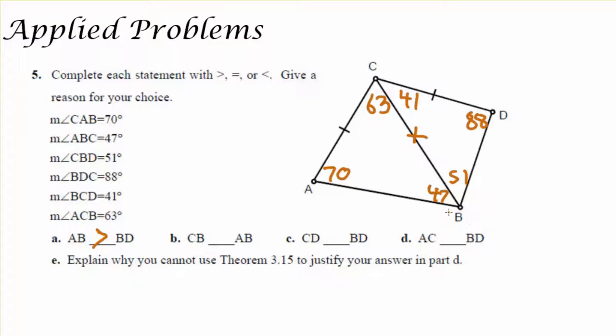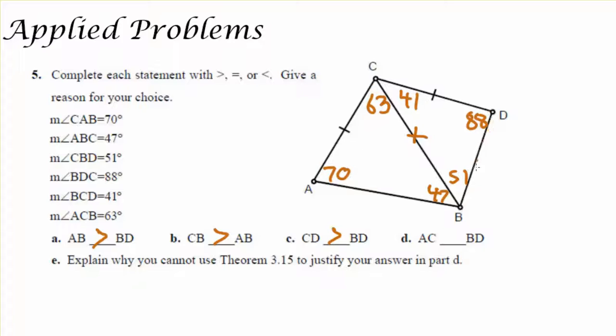Now I'm looking at CB and AB. Now, CB and AB, they're within the same triangle, and 70 is larger. So CB is going to be larger than AB because 70 was larger than 63. Next, I'm comparing CD and BD, so I will again look at the angles opposite, and I know that CD has a larger angle opposite to it since 51 is bigger than 41.